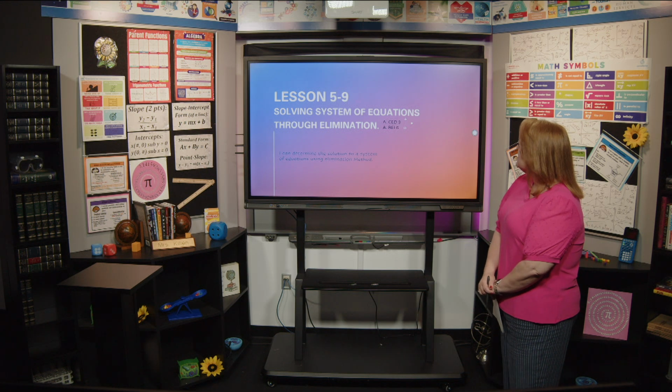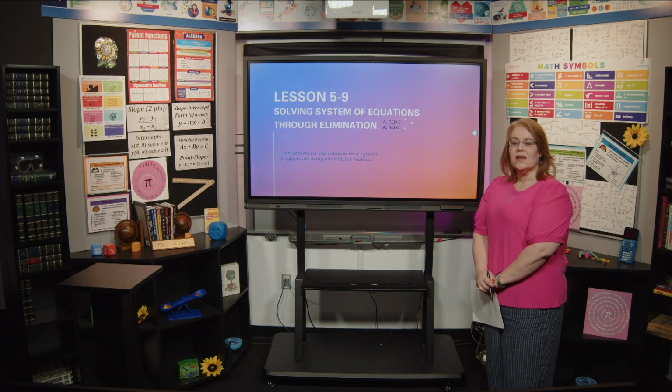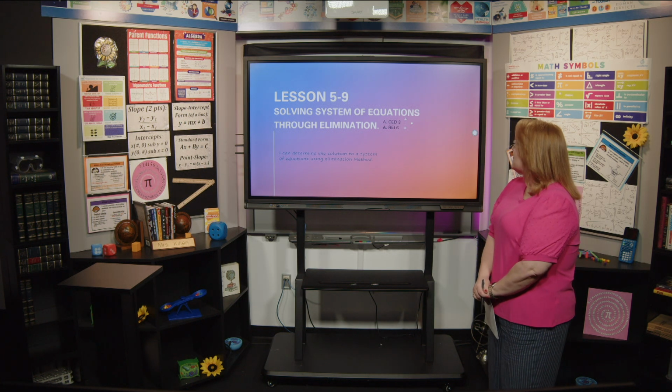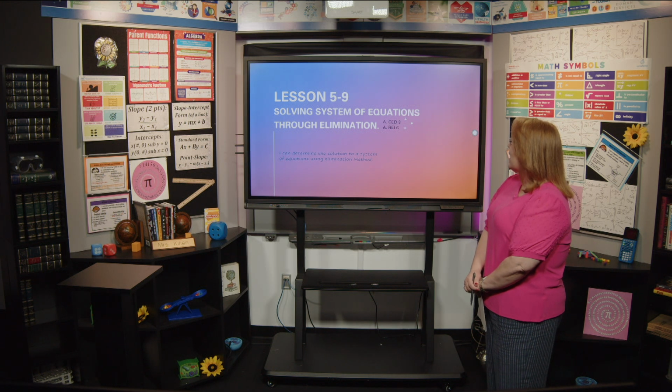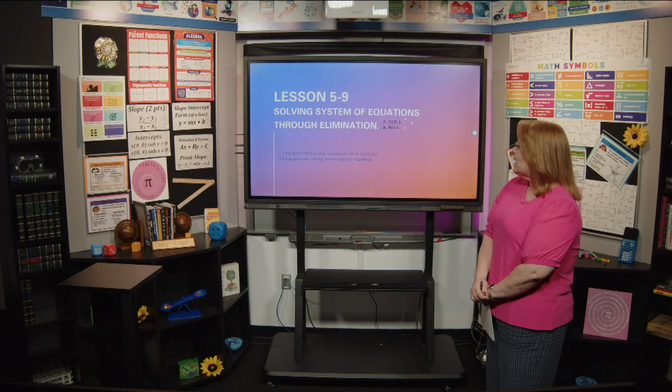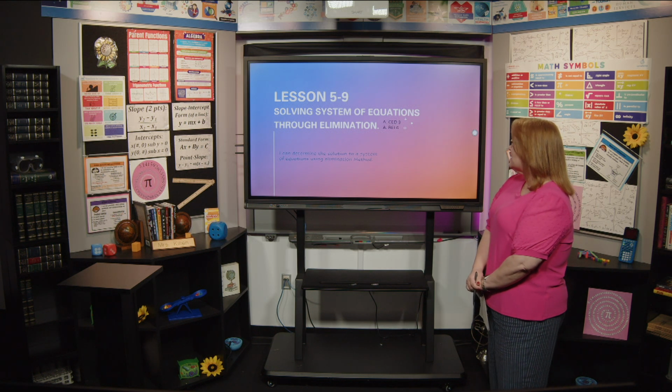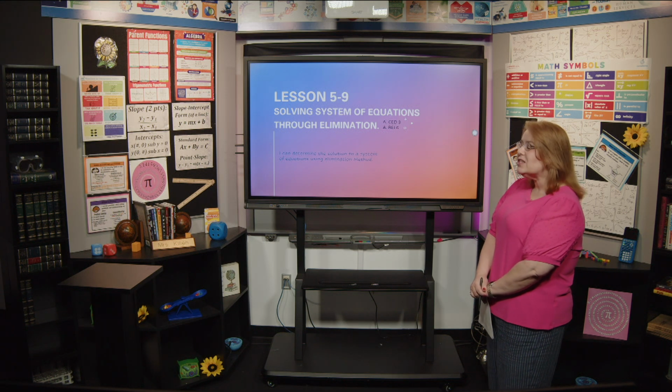We're going to jump into some more Algebra 1 with our lesson number 9. We're solving systems of equations through elimination. The standards we're looking at today are CED 3 and REI 6. We can determine the solution of a system of equations using the elimination method.